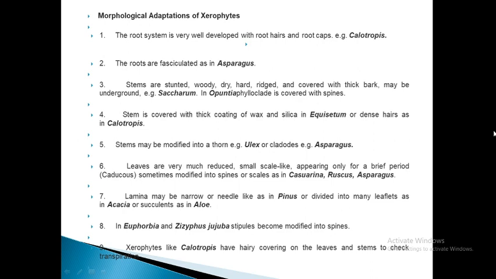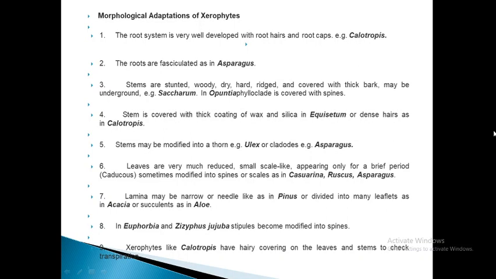Morphological adaptations of xerophytes. In xerophytes, the root system is very well developed with root hairs and root caps. For example, in xerophytes the roots are fasciculated in the asparagus plant.